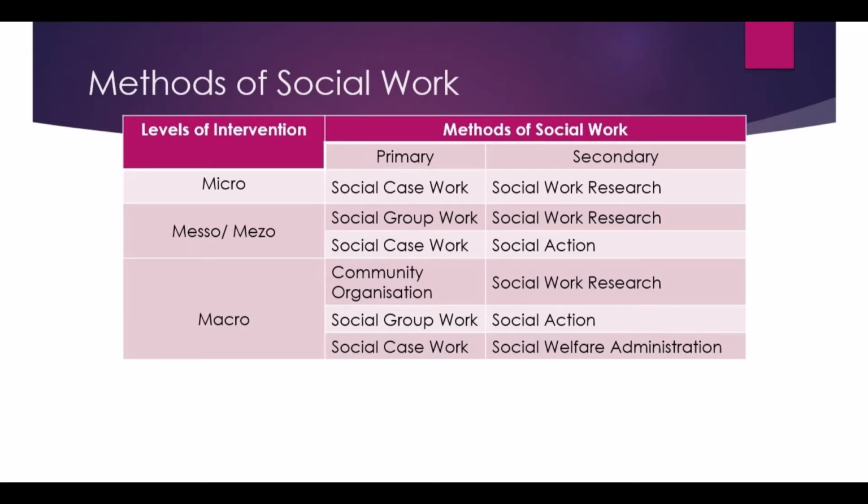Now when we make a move to the secondary methods, we have got social work research and social action, which means you can organize a group and work towards an action, which means they will be coming together and doing something for their own betterment or maybe for the betterment of the society at large. And then social work research, here you can research upon a group. At the macro level, all the methods are applicable, and so this is about an introduction to the levels and methods of social work.